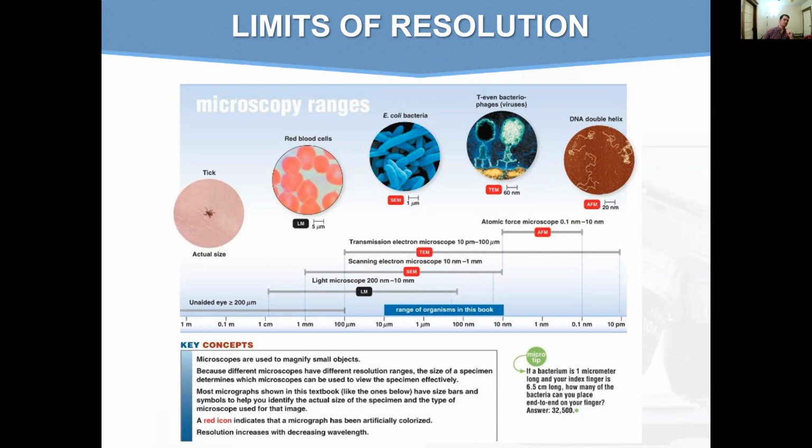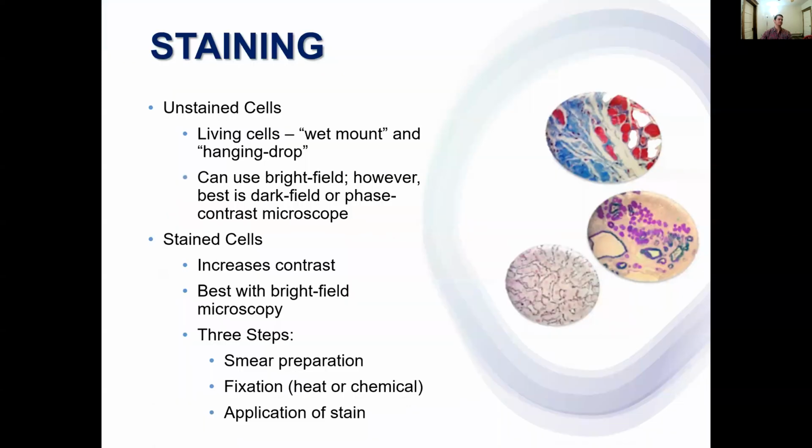Just to give you an idea of scale here, just read this little tip. If a bacterium is 1 micrometer long and your index finger is 6.5 centimeters long, so just think of how long your index finger actually is, your entire finger, how many bacteria could you place into your finger? The answer is 32,500. We're talking really, really small organisms and an insane resolution that these microscopes must have.